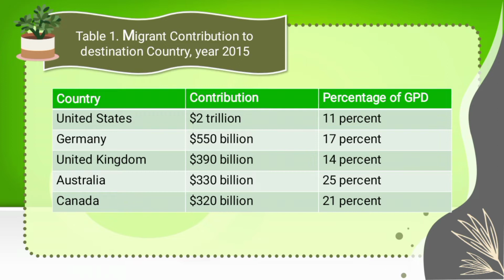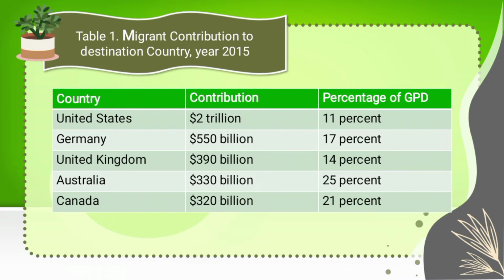And let's proceed to the United Kingdom. UK has recorded 300,000 migrants per year. The table here shows that $390 billion is the contribution of migrants. That is 14% of the total GDP. And same with Australia. We have here an accumulated $330 billion. That is 25% of the total GDP. That's worth $1 trillion and $320 billion.